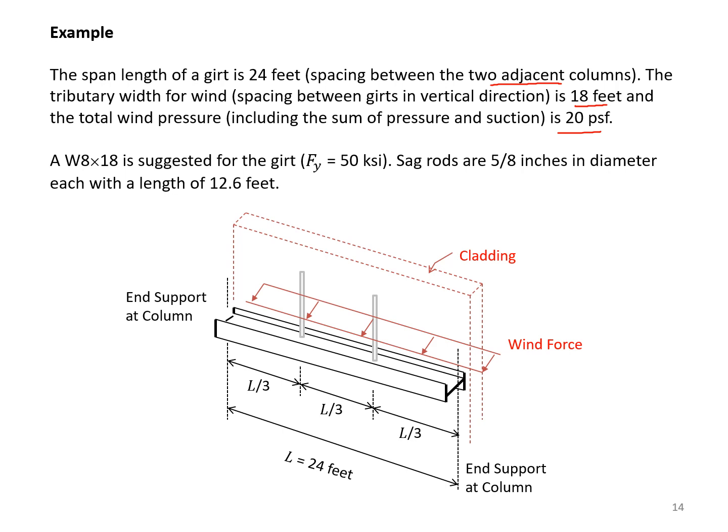We are using a W8x18, so the self weight of the girth is 18 pounds per linear foot. The yield capacity of this section is 50 ksi, and we are using sag rods which are 5/8 of an inch in diameter, and the length of each sag rod is 12.6 feet. What we are talking about is the length in the vertical direction from the point these sag rods are attached to the girth to the point that they are attached to the structural system in the upper level. So the 12 feet we are talking about is pretty much the length of each sag rod. As you can see here, we have shown the wind load applied horizontally on the girth.